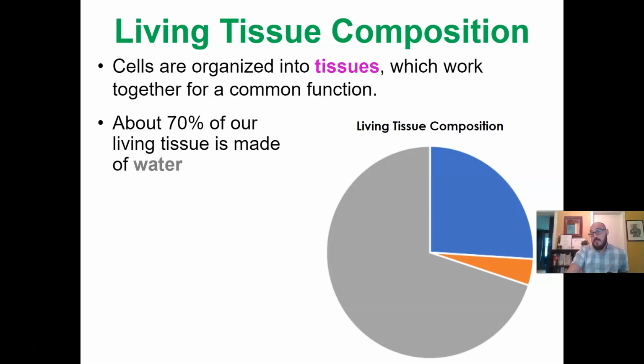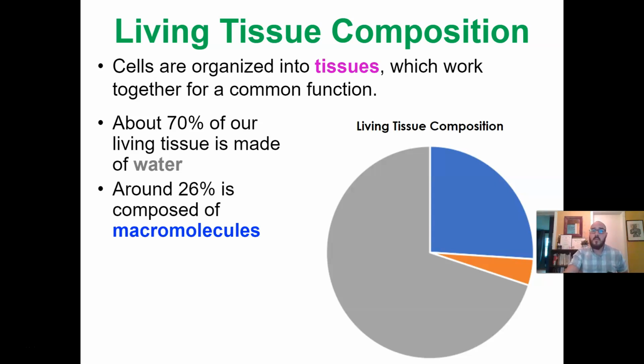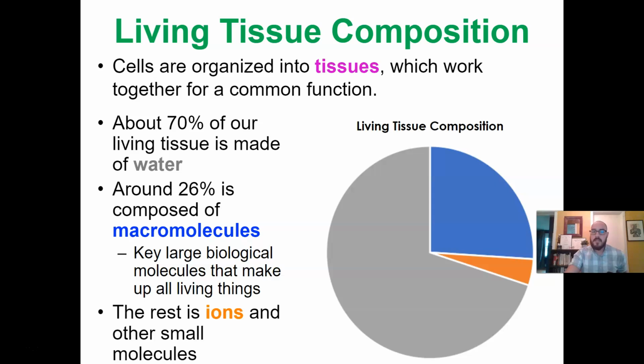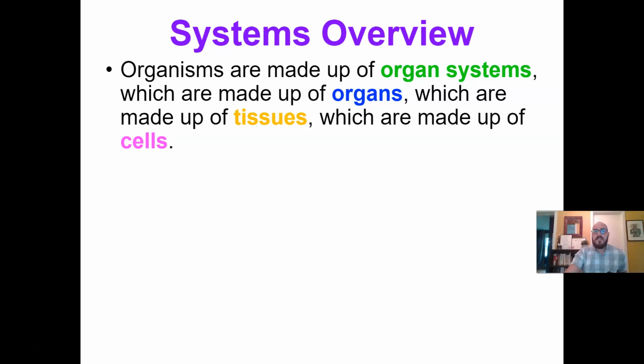And obviously the majority of us is water, because water is really cool and most chemical processes can happen in water. The rest is going to be made up of macromolecules, so that's fats, proteins, carbohydrates, and DNA. Those are really important. We'll talk about what those look like in the next unit. And the rest are going to be ions or other small molecules. Ions are things with charges, like hydrogen ions or calcium ions or potassium ions you get from eating a banana. All right.